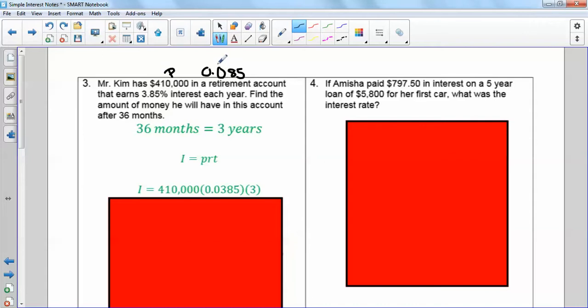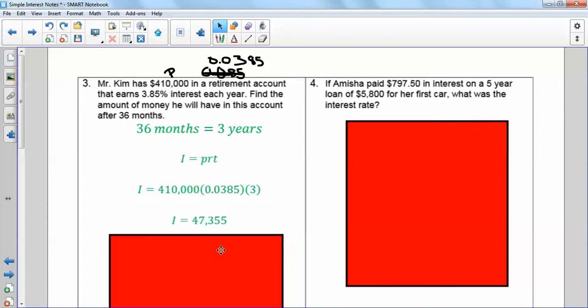Sorry, it should be 0.0385. Sorry, guys. Forgot my 3 in here. Okay, back to our equation. So 410,000 times 0.0385 times 3 years. Okay, when we multiply, we get 47,355. Okay, so let's decide if we're done.